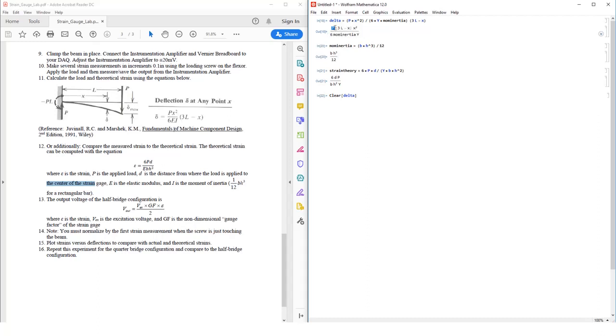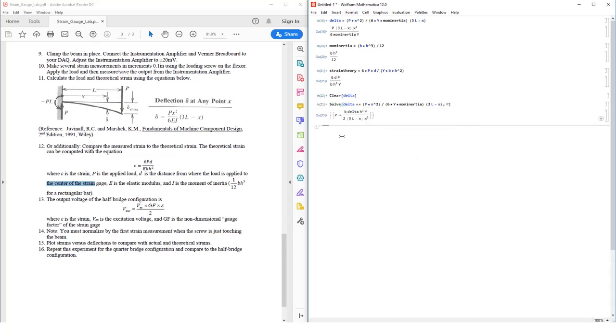But what we don't know is P. We do not know the load, so we're going to have to calculate that. The load is going to change for a given displacement delta. So if we want to calculate this theoretical strain, let's plug in for P and rewrite this equation, because we're going to solve for P. We know all the rest of these values, so let's substitute it in. I'm going to take this expression and rewrite it, solving for P in terms of delta and all these other variables. So P is this big mess here.